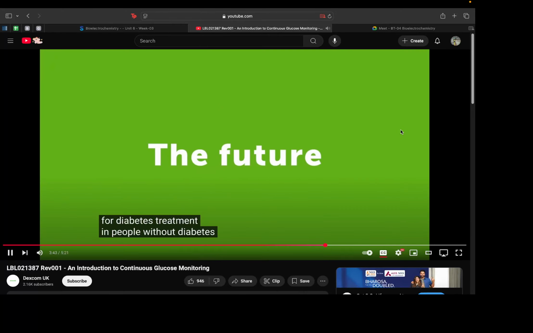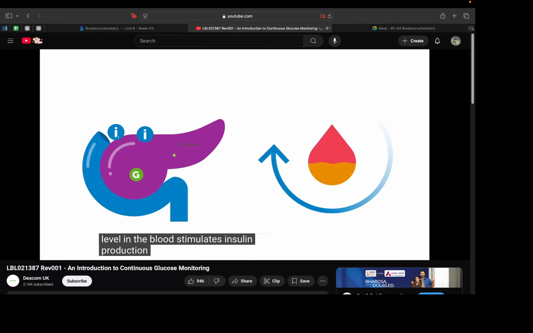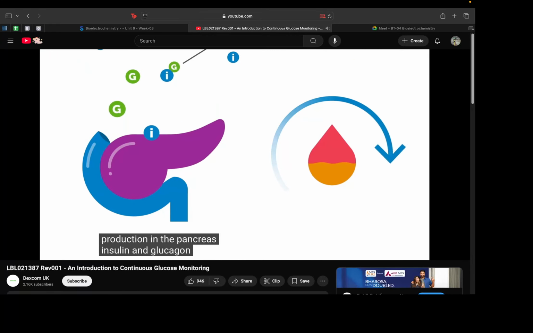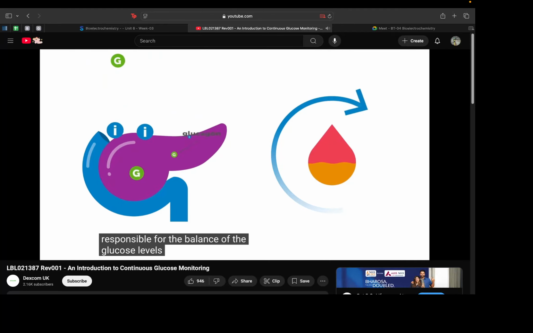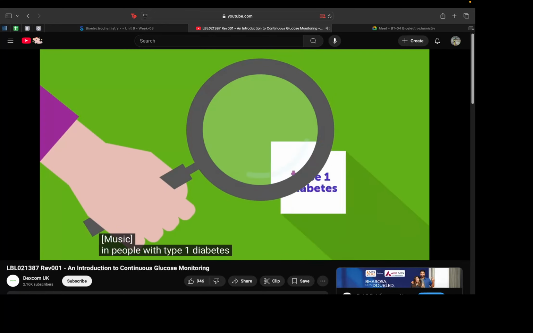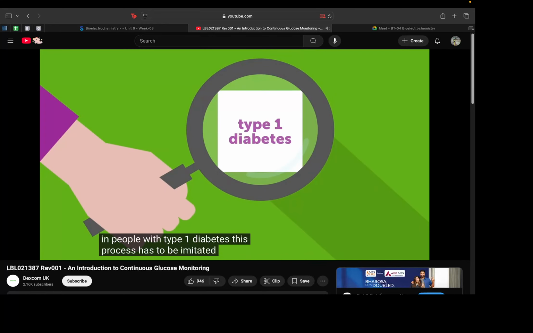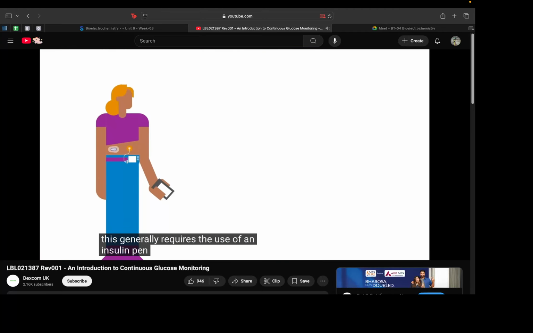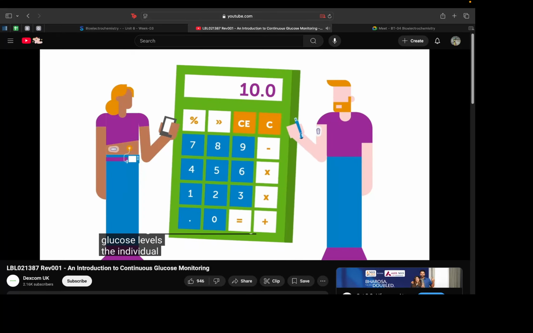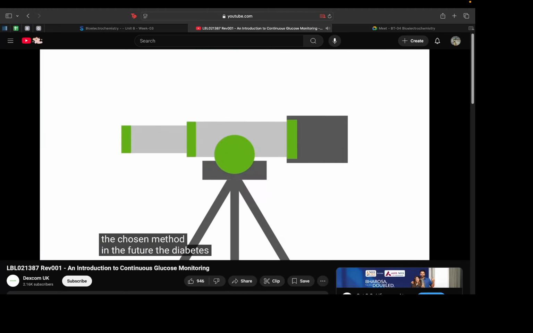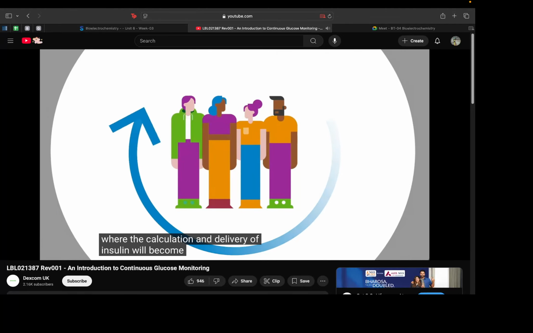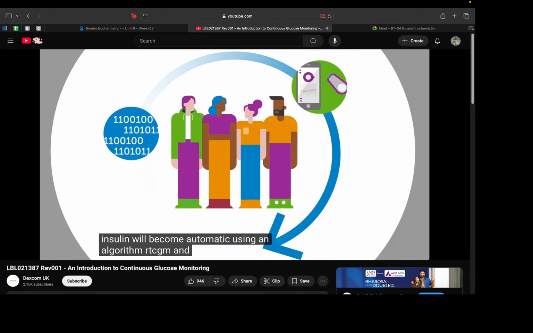In people without diabetes, the glucose level in the blood stimulates insulin production in the pancreas. Insulin and glucagon, both hormones, are produced in the pancreas and are responsible for the balance of the glucose levels. In people with type 1 diabetes, this process has to be imitated. This generally requires the use of an insulin pen or pump and a blood glucose meter or CGM device for monitoring glucose levels. The individual then calculates the insulin required and delivers it through the chosen method. In the future, the diabetes community would like to see a closed-loop system where the calculation and delivery of insulin will become automatic using an algorithm, RT-CGM, and pump.